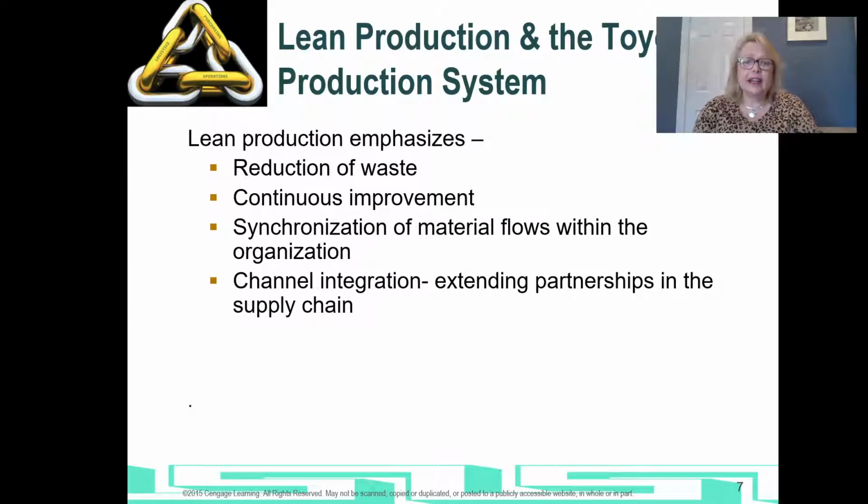So lean, and we're on slide 7, but lean emphasizes reduction of waste. It emphasizes continuous improvement. So if we say that our goal is 95, once we achieve 95, we should set our goal to 96. If we achieve that goal, we should set it to 97 or 96 and a half. We also want to make sure that the material flows within the organization are smooth. And here's what that means.